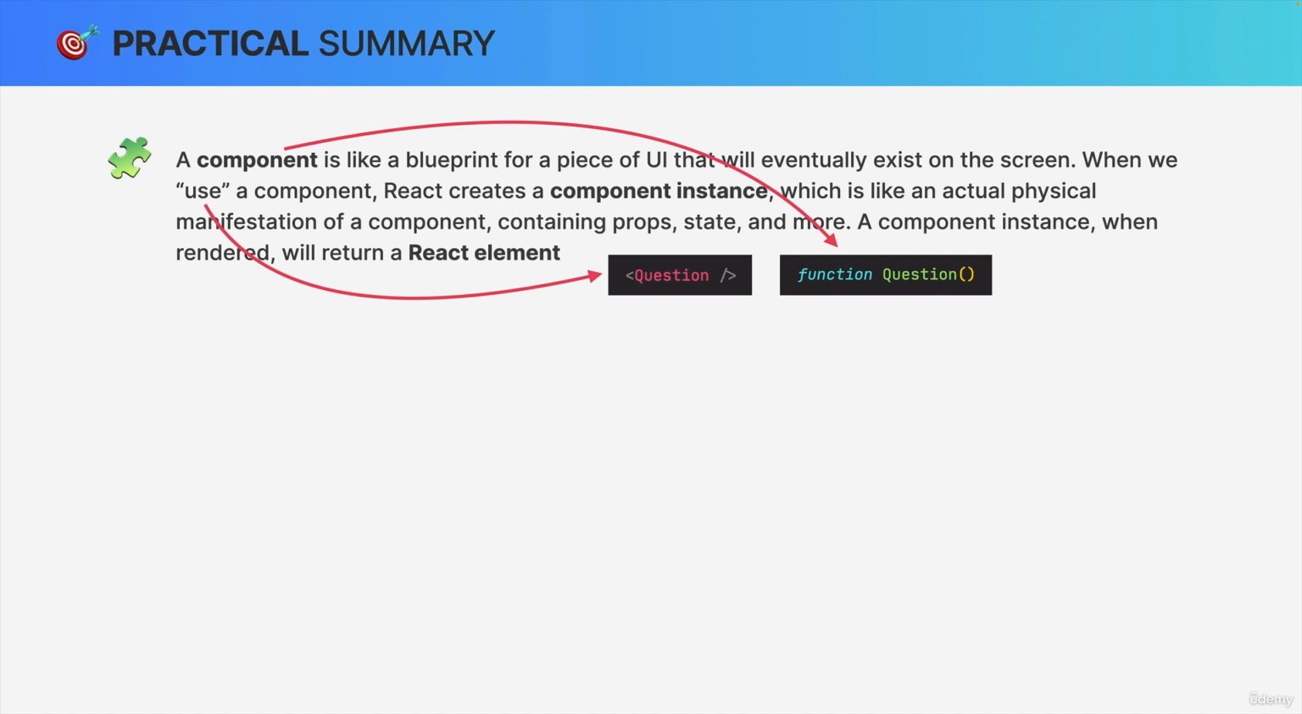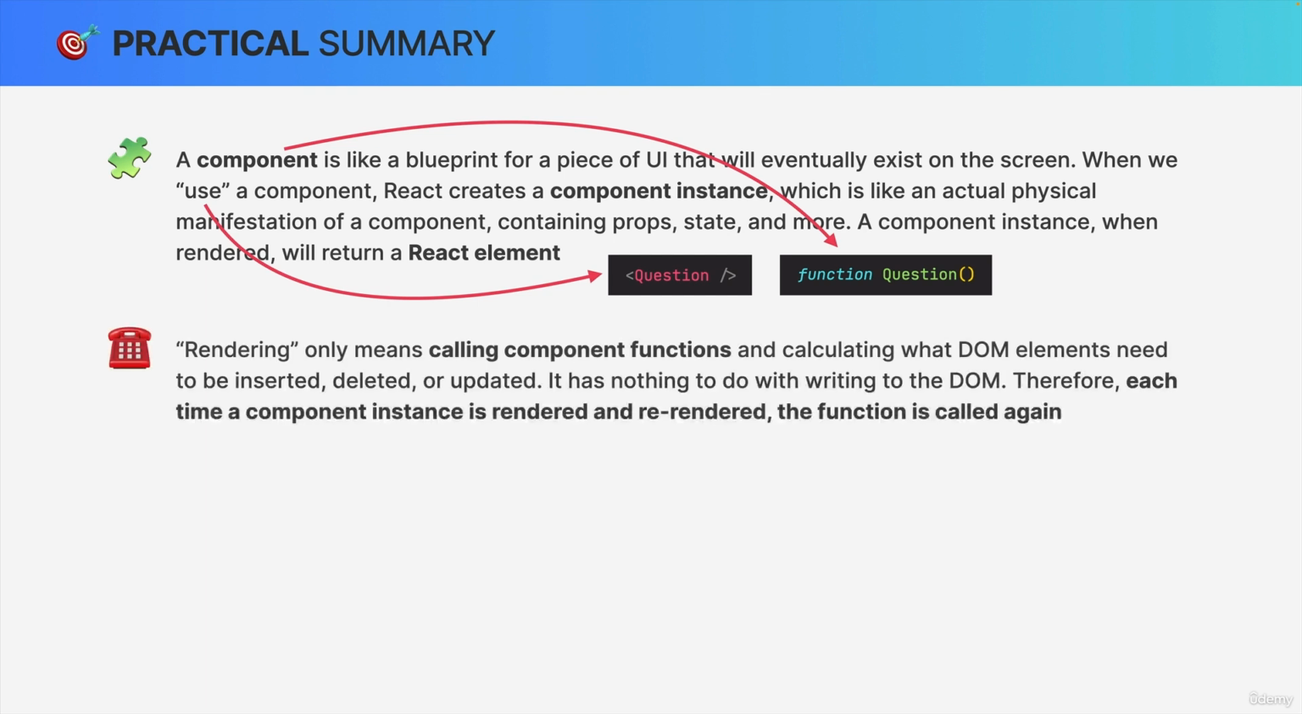Okay, so let's now move on to rendering. So in React, rendering only means calling component functions and calculating what DOM elements need to be inserted, deleted, or updated later. So rendering has nothing to do with actually updating the DOM. Writing to the DOM is actually called committing in the React language. So what I want you to remember here is that each time a component instance is rendered and re-rendered, the function is simply called again.